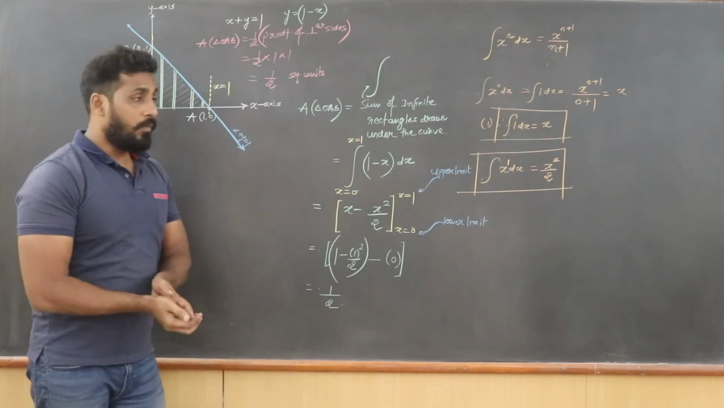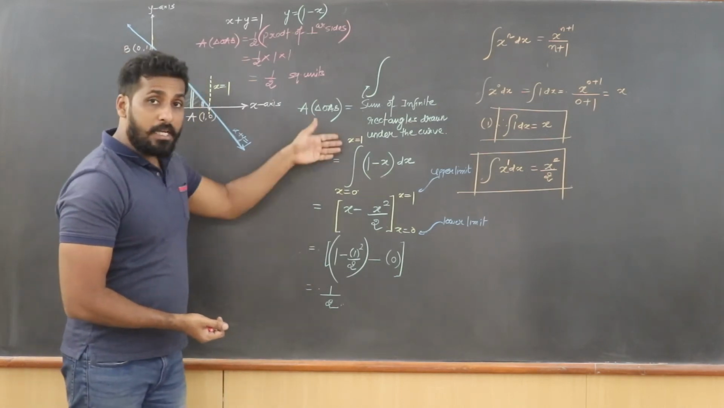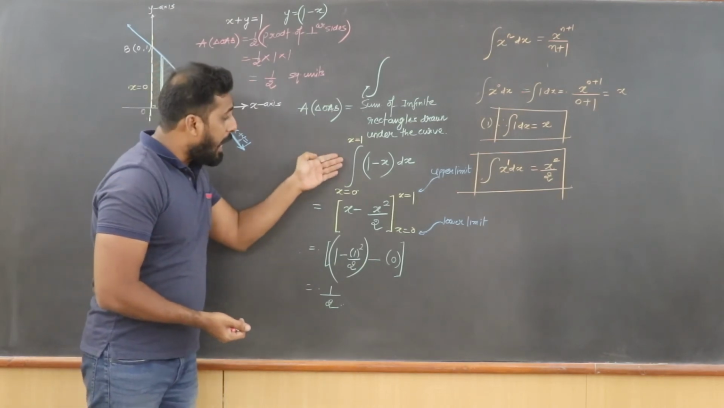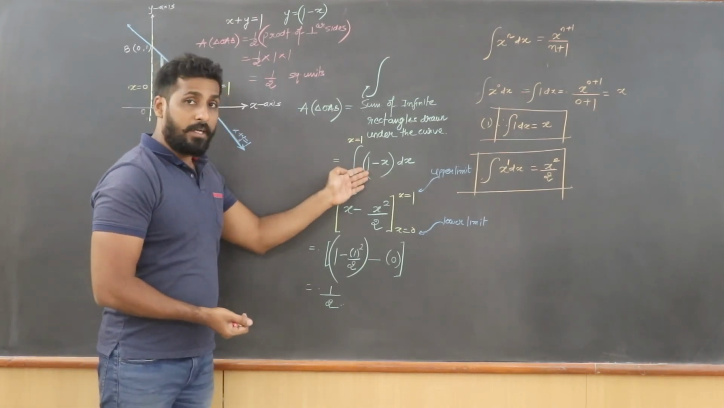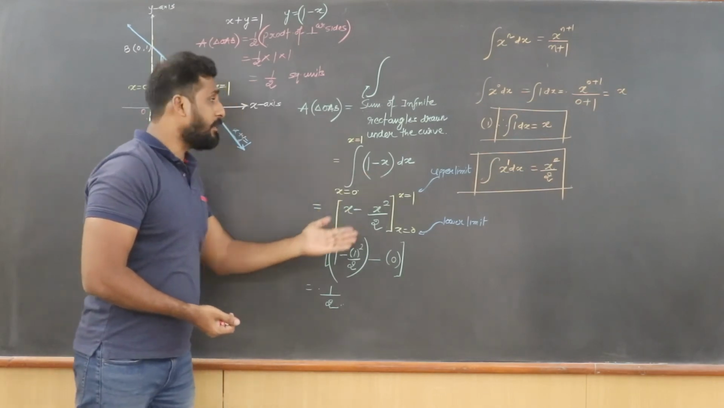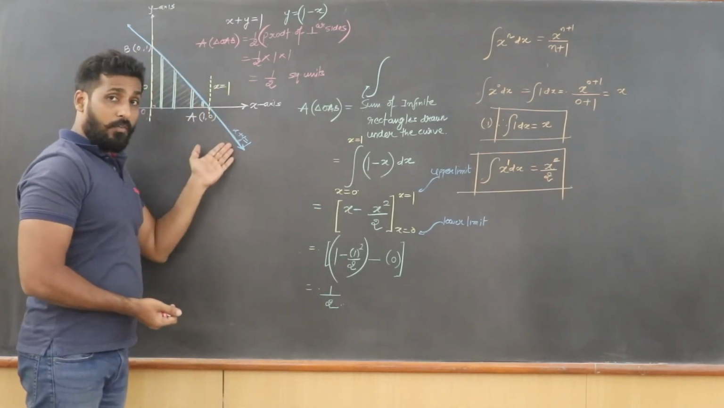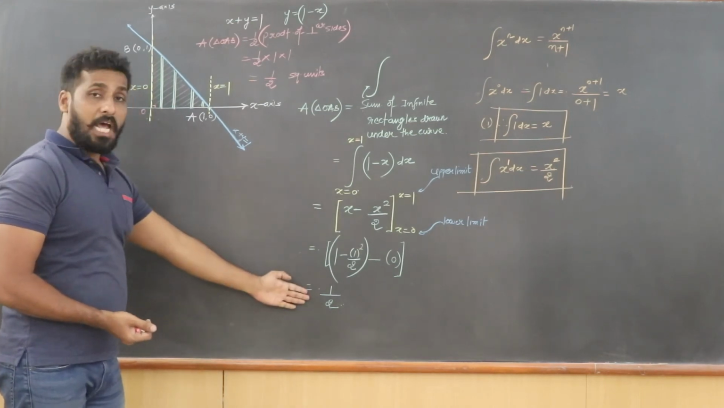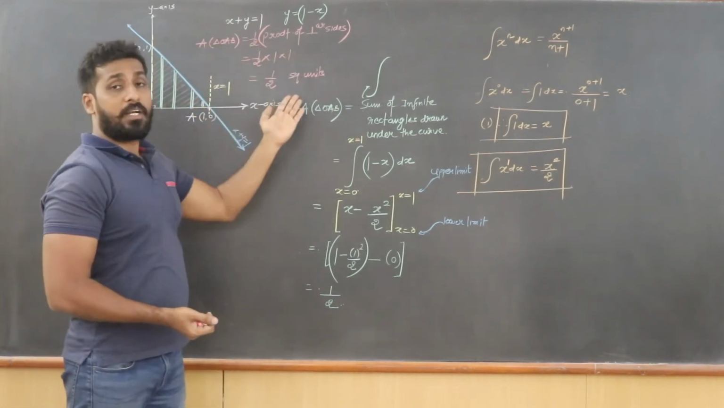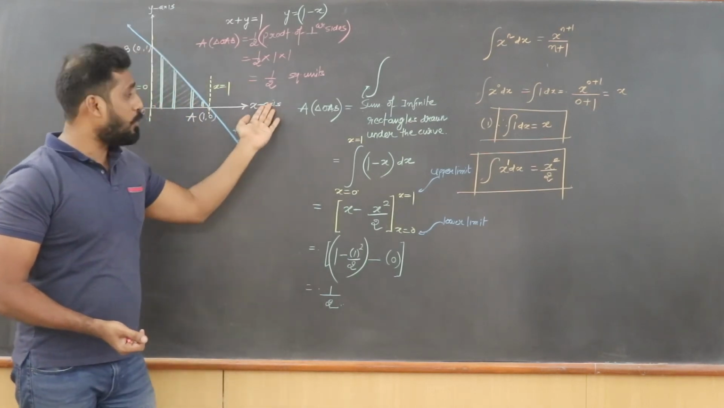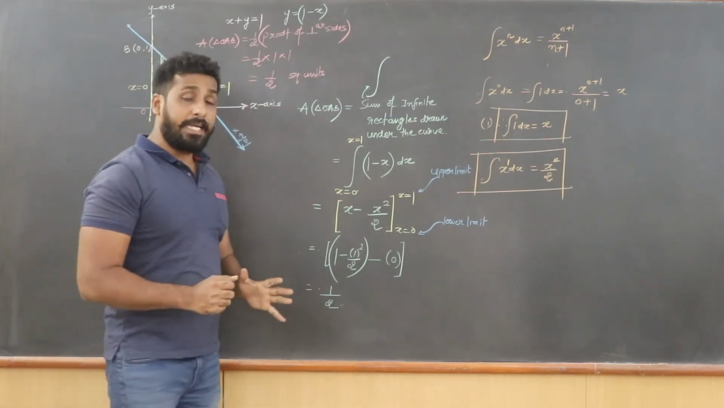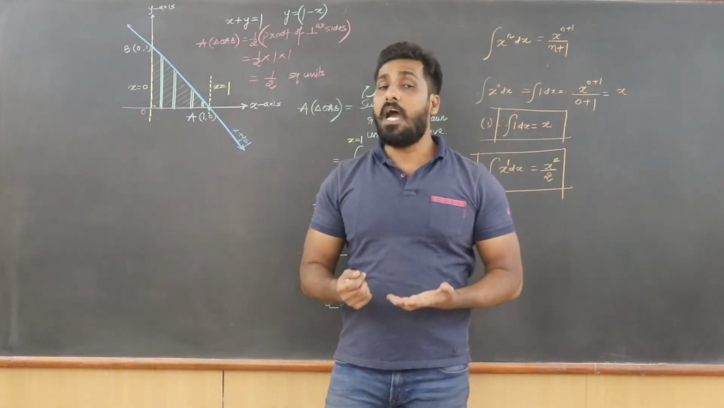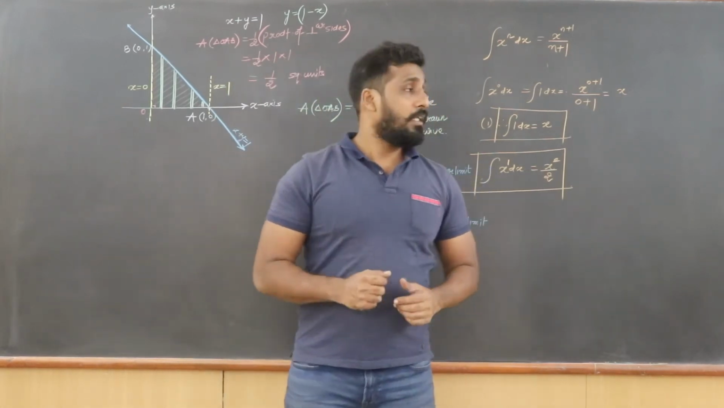So did you observe? I started with something called an integration and my answer came 1 upon 2. What did I integrate? I integrated the function 1 minus x. Where do I get this function 1 minus x? It was the equation of the curve. So ultimately I observed that integration has simply given me the answer half, which is actually the area of the triangle that we have already obtained from the concept of geometry. That means from here I can say that integration is basically the area under the curve, isn't it?